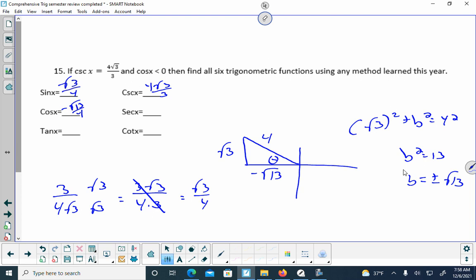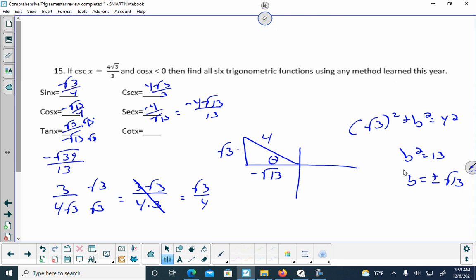The secant will equal the reciprocal of that, so 4 over the square root of 13, that's negative. Have to rationalize, so negative 4 times the square root of 13 over 13. The tangent, if I'm looking at my triangle, I'm going to do opposite over adjacent. So that's going to be the square root of 3 over a negative square root of 13. So that whole answer is going to be negative. When I rationalize, that's going to end up being negative square root of 39 over 13.